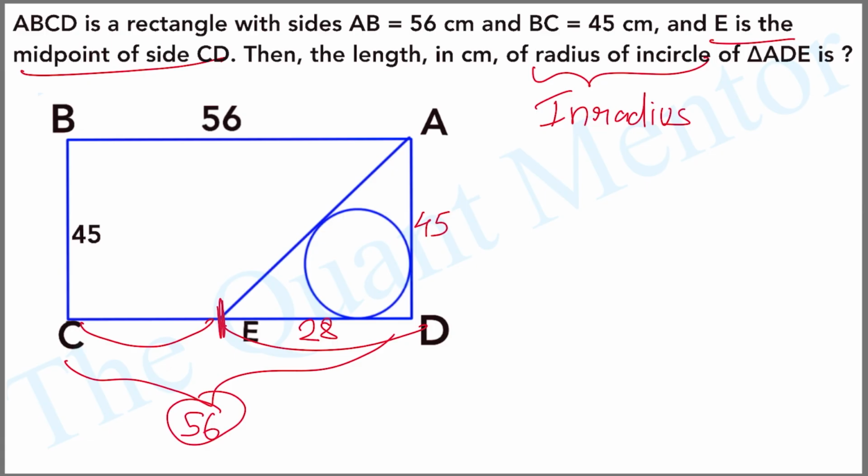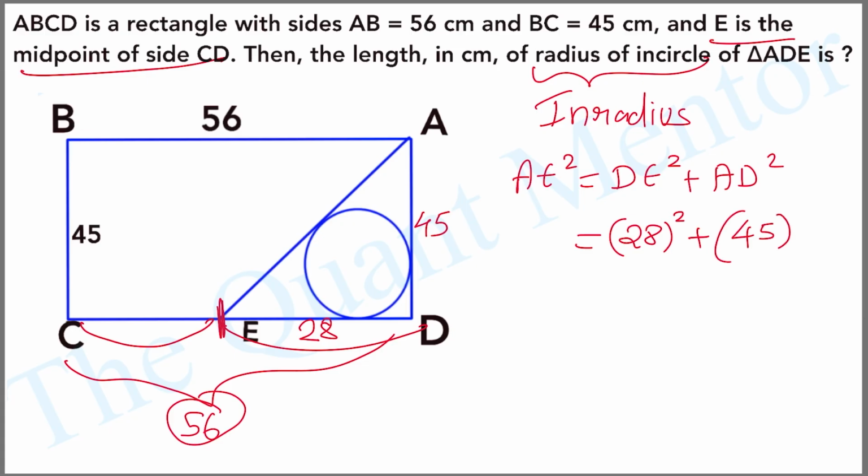And now, ABCD being a rectangle, the angle ADE will be 90 degrees. So triangle ADE is a right triangle. For the right triangle, we can apply the Pythagoras theorem. So AE square will be equal to DE square plus AD square. DE we have just now found is 28. So DE square is 28 square. And AD we know from the question is 45.